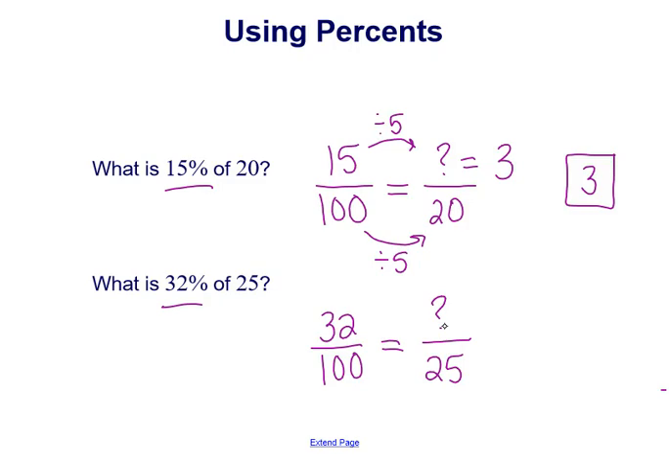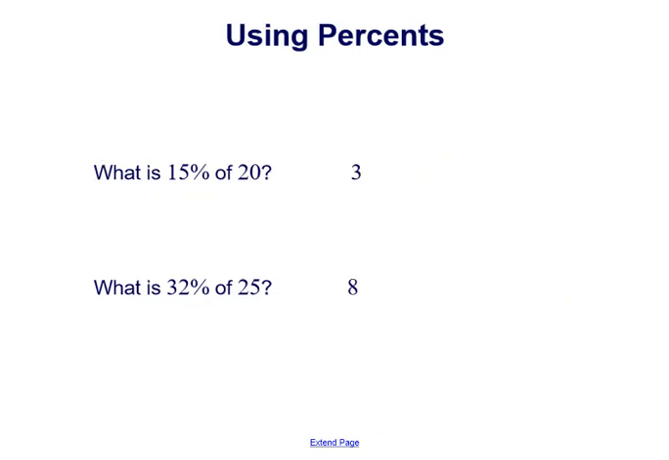Now we'll solve for that unknown part by looking at the relationship of the denominators. 100 to 25 is dividing by 4. So we'll do that to the numerator. We'll divide 32 by 4, which gives us an unknown value of 8. So 32 over 100 equals 8 over 25. So 32% of 25 is 8. And we can check our answers. Again, 15% of 20 is 3, and 32% of 25 is 8. So again, we're using the method of rewriting the percent as a fraction over 100 and then setting it equal to some unknown amount over a new total that's given.